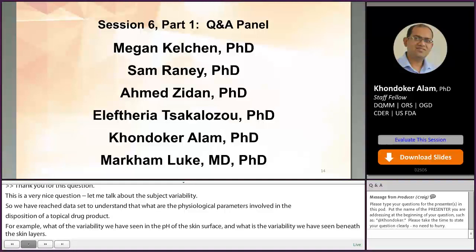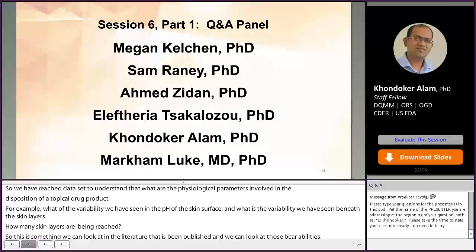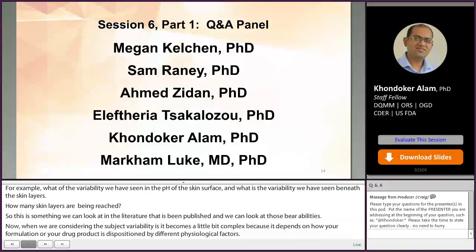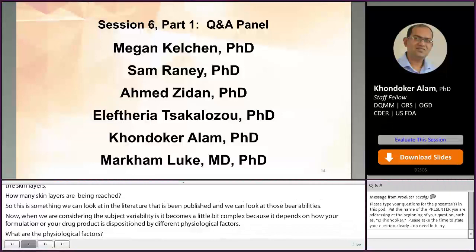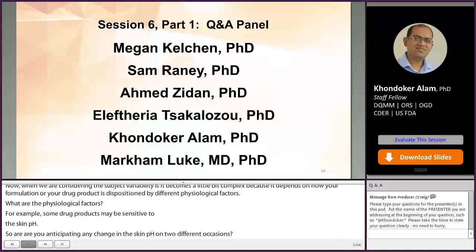and we can incorporate those variability into our model. Now, when we are considering the intra-subject variability, it becomes a little bit complex because it depends on how your formulation or your drug product is dispositioned by different physiological factors. What are the physiological factors particularly involved in the disposition of your drug product? For example, some drug products may be very sensitive to the skin pH. So, do you anticipate any change in skin pH on two different occasions? Or are you anticipating that skin hydration may be influencing the disposition of your drug product on two different occasions?